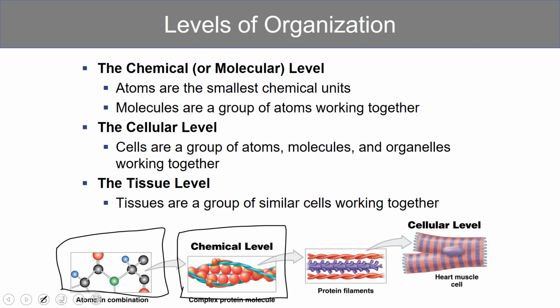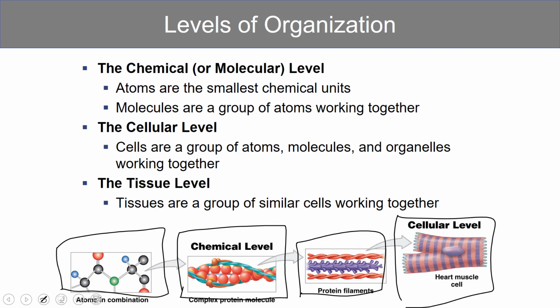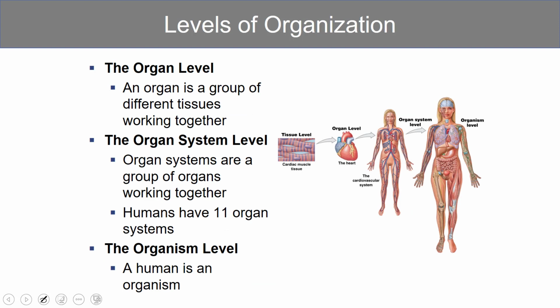Cells are groups of atoms and molecules that form organelles, and they work together. And groups of cells and cell products form tissues. These are all cellular levels. Tissues are groups of cells that work together for a particular function. And when many tissue types come together, they form organs.